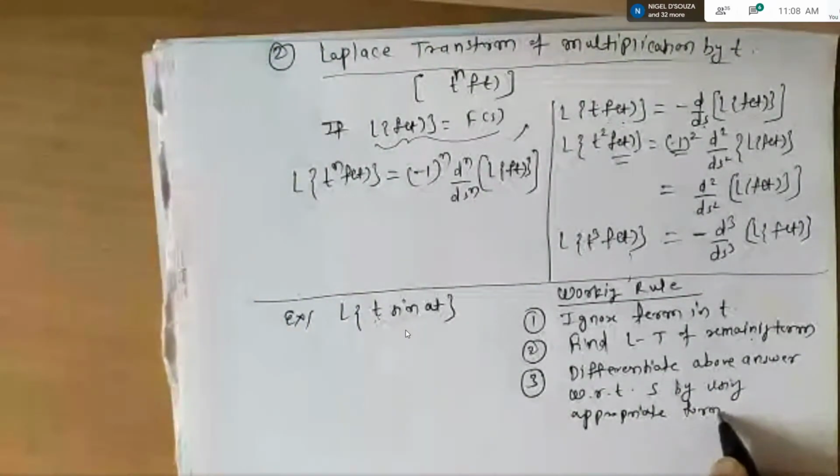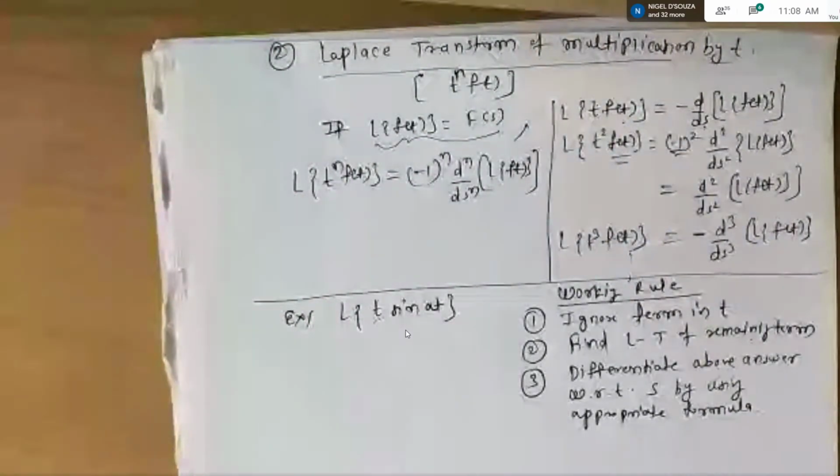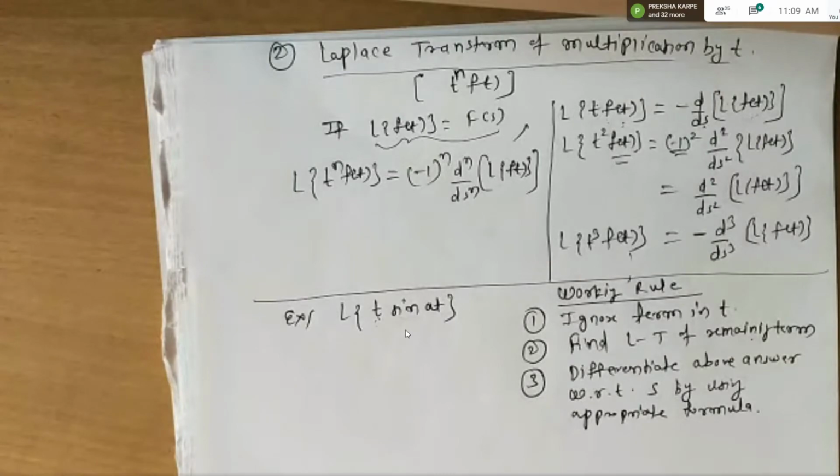Why am I saying appropriate formula? Because we don't know whether it is t. If it is t, then it will be minus d by ds. If it is t square, then it will be plus d square by ds square. If it is t cube, then it is minus d cube by ds cube. So you have to look at the power of t and accordingly decide whether it will be minus or plus.